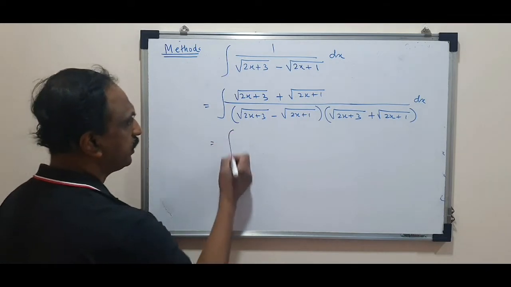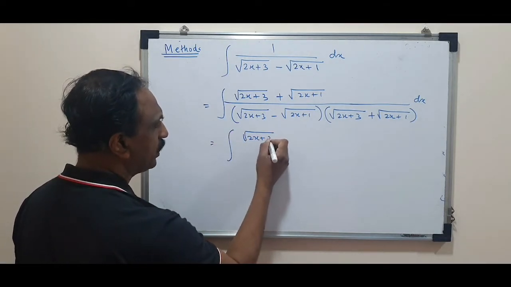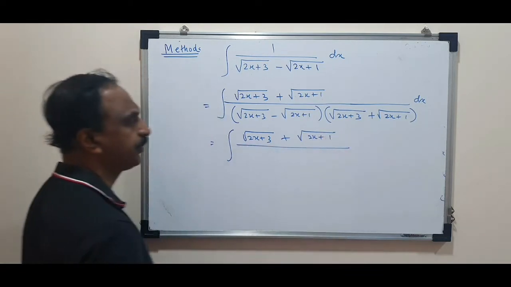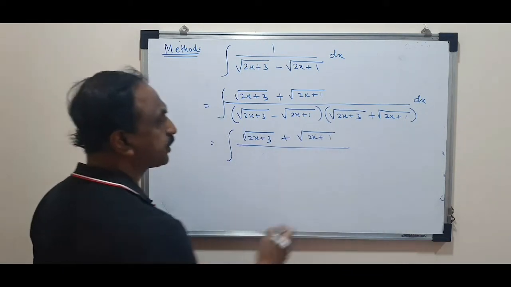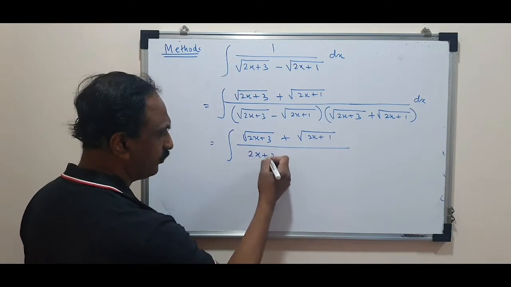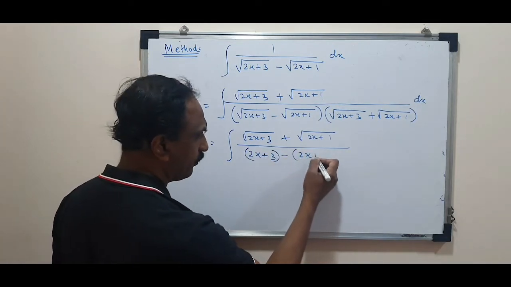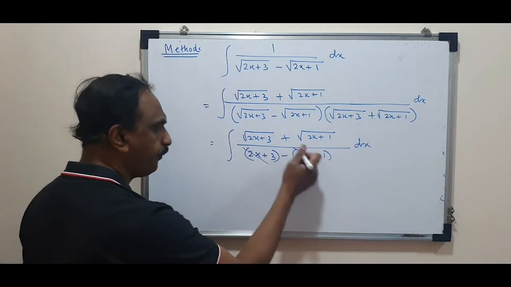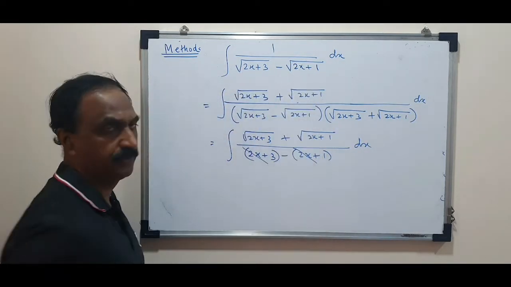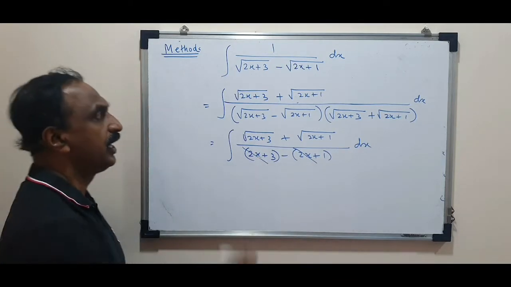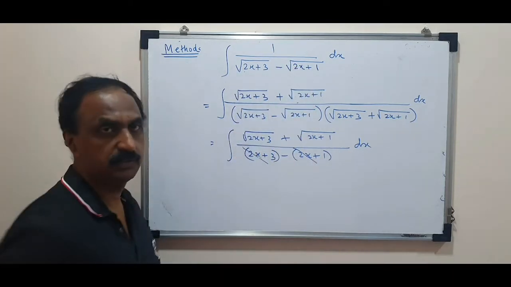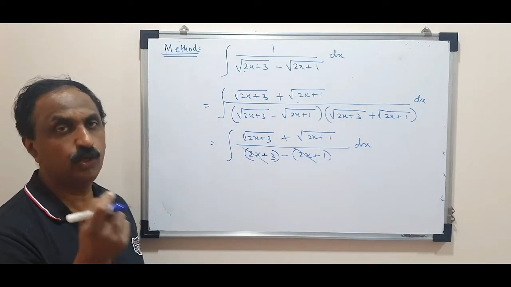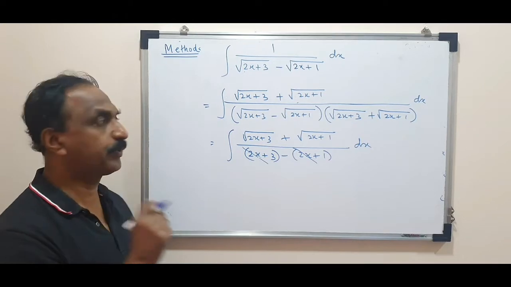Now the numerator turned to be root of 2x plus 3 plus root of 2x plus 1, and the denominator became a minus b into a plus b. So the root went away and the root went away. This was possible because the coefficient of x at both places was the same. So x got cancelled. If the coefficient would have been different, this method would have failed. So for every problem, you have a different technique. You cannot apply the same technique for every problem.